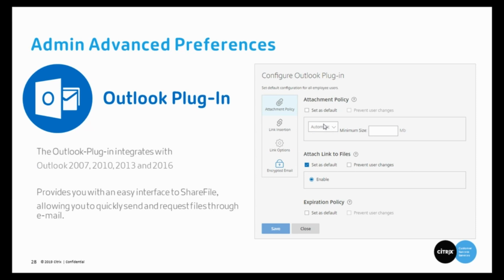We also have advanced configurations regarding the Outlook plugin, where you will be able to set default configuration for how the employees will use this tool on their computers. You will be able to set a specific attachment policy, link insertion policy. You will see some link options there that you can set as default, and also you can change how the encrypted email will behave account-wide.